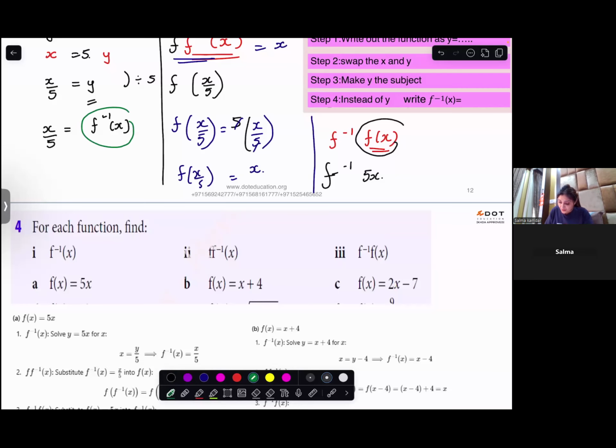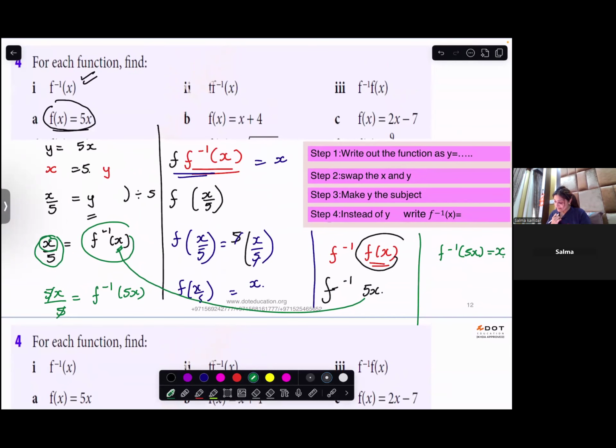Now I know my f inverse of x is x by 5. So f inverse of 5x. Okay, in place of x, I'm going to put 5x. So f inverse of 5x is nothing but x. That is, f inverse of 5x is x. This is how I have solved it, so f inverse of f of x is x.